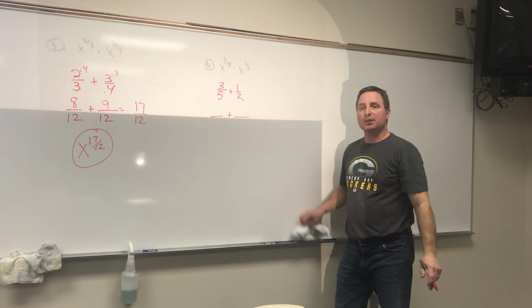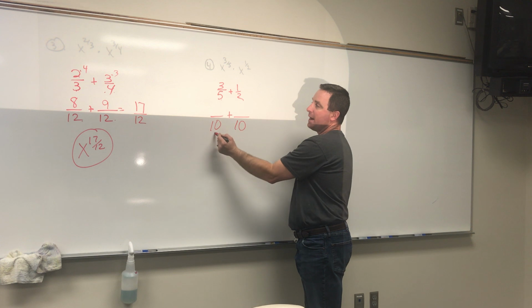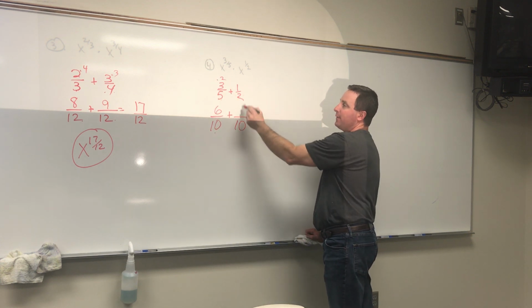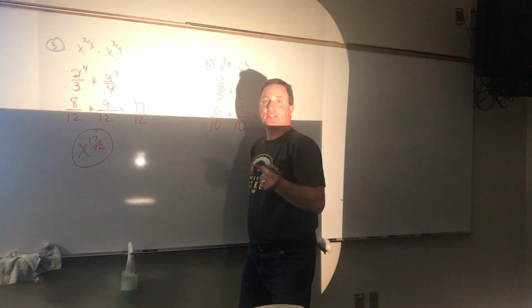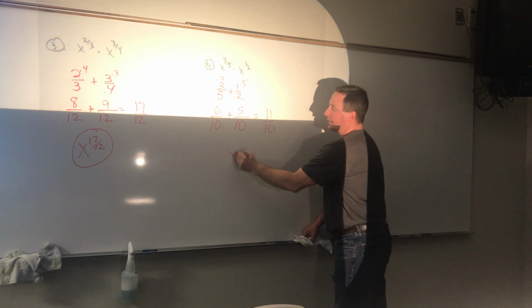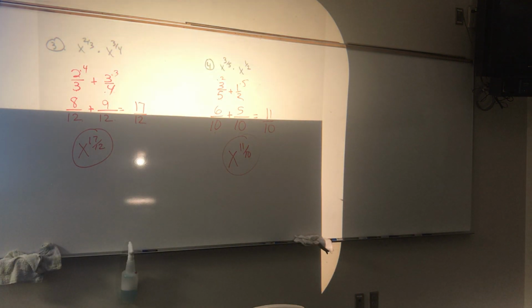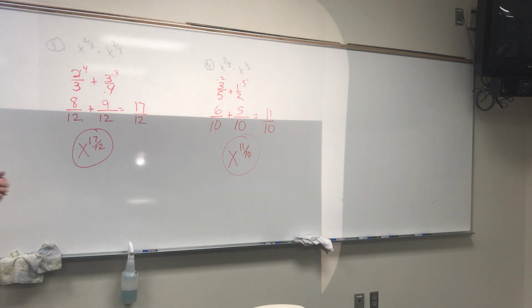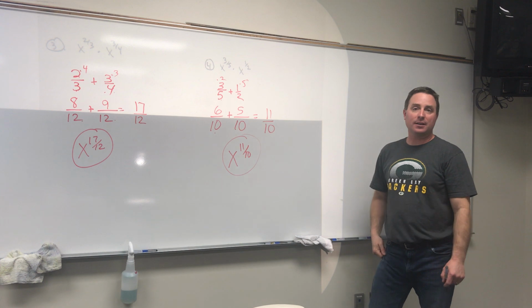Bad news, the denominators are not the same, so we need to find a common denominator, and it's going to be 10. 5 times 2 is 10. 3 times 2 is 6. 2 times 5, 1 times 5 is 5, and if I add them together, I get 11/10. And so I'd get x to the 11/10 power. If you look at 11/10, it can't be reduced or simplified. That's as far as we can go.